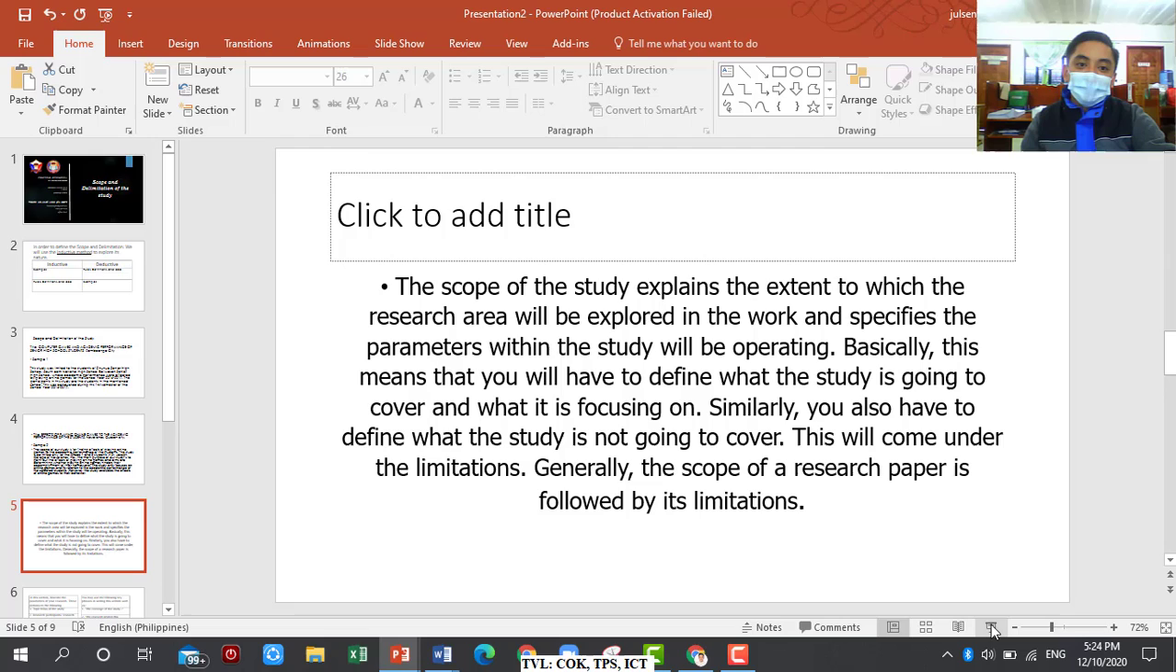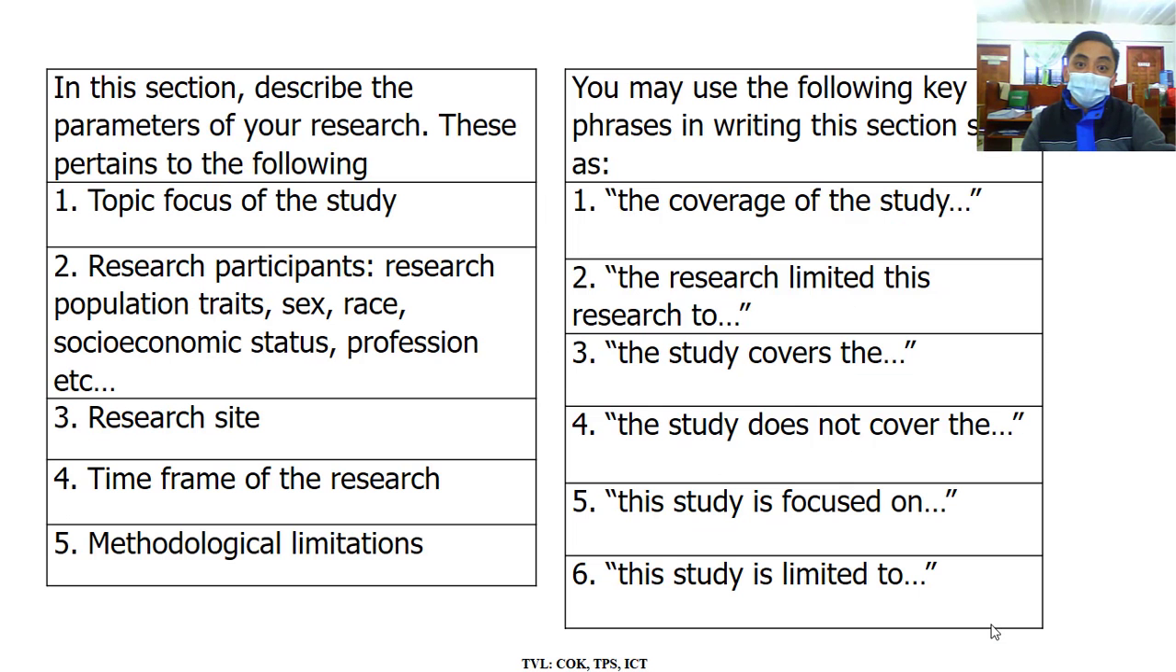In your module, it defined there is some area. Here comes the two boxes. I hope that you can see that in the module right now that you're holding. In this section, describe the parameter of your research. This pertains to the following. What is the topic and focus of the study? Research participants, research population, trade, sex, race, socioeconomic status, profession, etc.